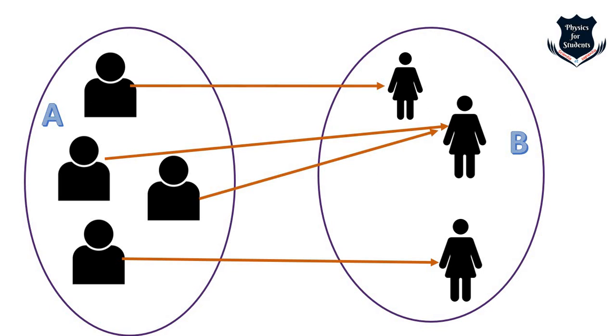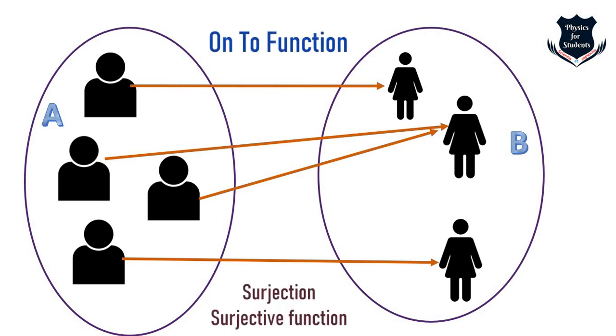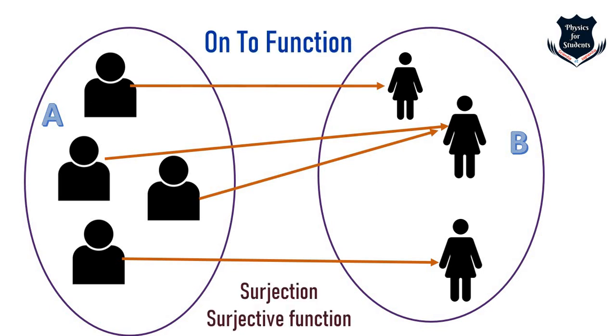So when we get this kind of a figure, or two domains, let us not go into the technical part, let us not call them domain or codomain, let us say a group of people and a group of lovely beautiful women. So we call this an onto function, or in technical terms a surjection or a surjective function. So this is what we call an onto function.